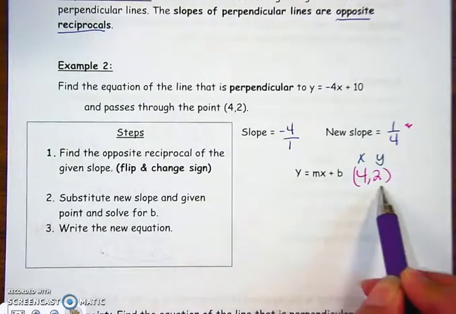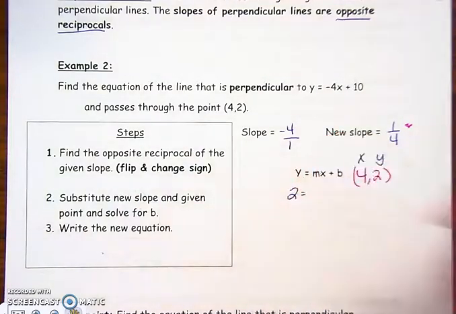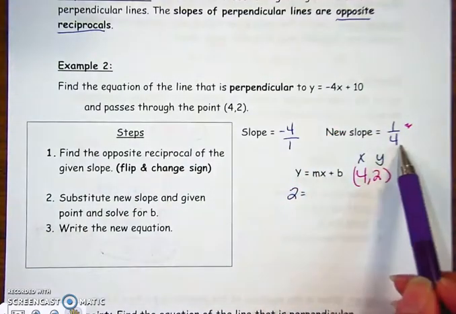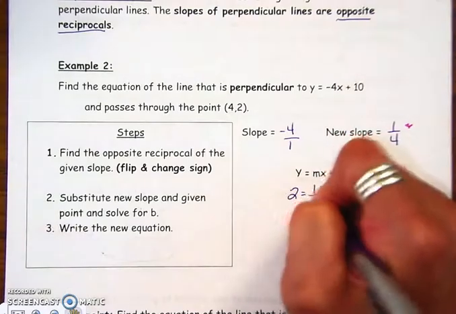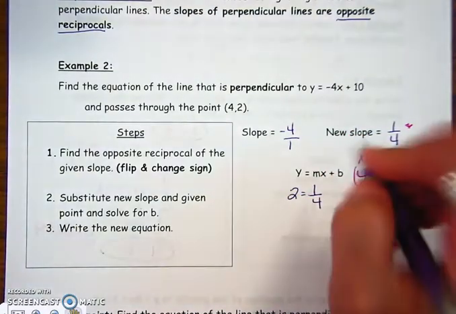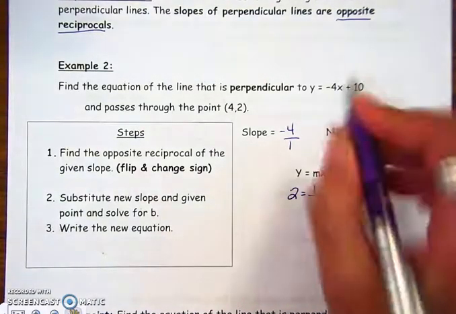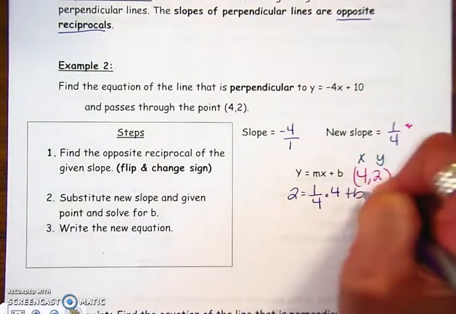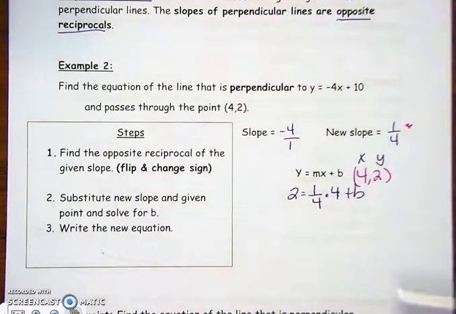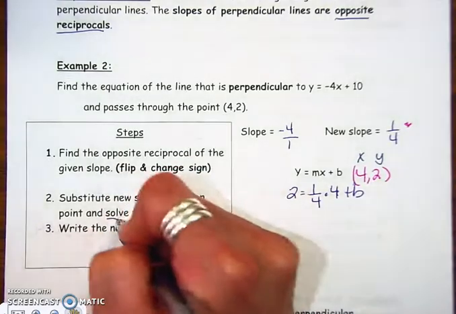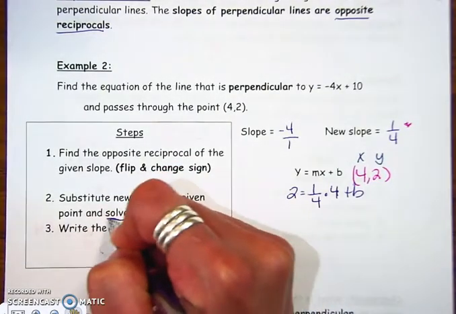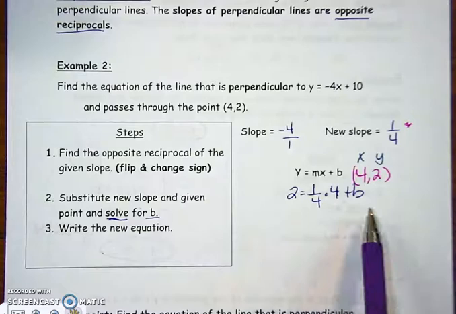So in place of y, we have 2, and this is going to be equal to m, which is our new slope, 1/4. This is going to be times x, which is 4, plus b. Notice we have to solve for b.